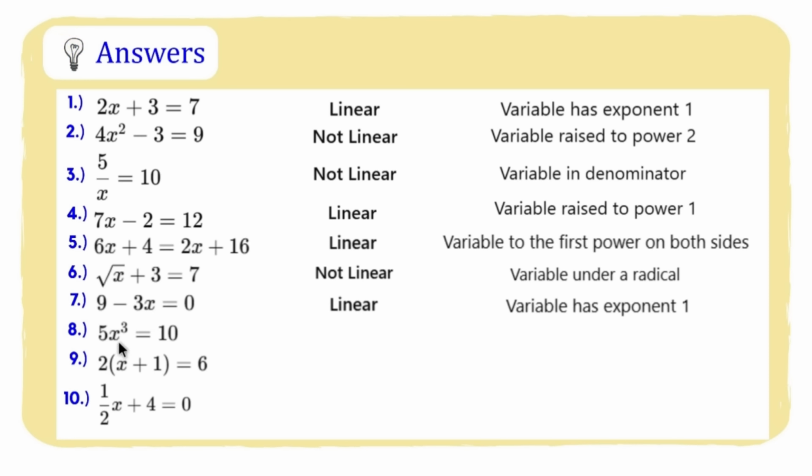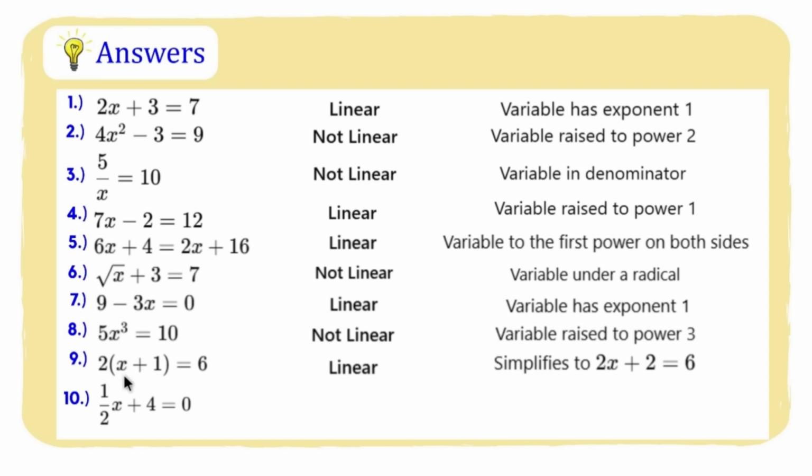Next, we have here 5x cubed is equal to 10. This is not a linear because the exponent is 3. Next one, we have here 2 times x plus 1 is equal to 6. This is linear equation. This can be simplified as 2x plus 2 is equal to 6 by distributing 2. Multiply natin kay x, magiging 2x. 2 times 1, magiging 2. And then lastly, this is also a linear equation because although we have here a fraction, pero yung variable natin wala naman sa denominator. So the fraction 1/2 here serves as the numerical coefficient for our variable x. Okay? So there you go. I hope nasagot nyo po ng tama.